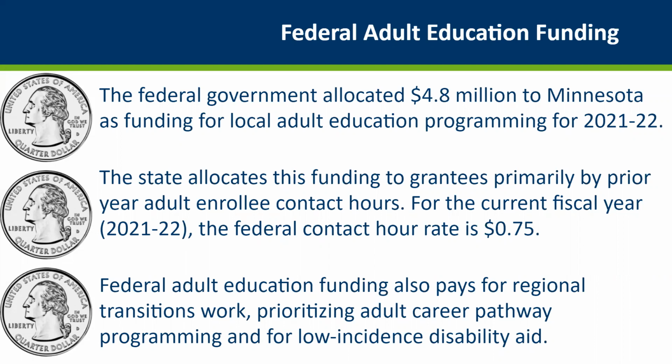Quick note with that, that's extremely low. It is very difficult, if not impossible, to run a grant just off of the federal adult education funding, which is why many grantees will need to depend on other grants, whether that be state adult education funding or other types of grants to help sustain this work. Also, federal adult education funding pays for other things such as regional transitions work, prioritizing adult career pathway programming, and for low incidence disability aid.